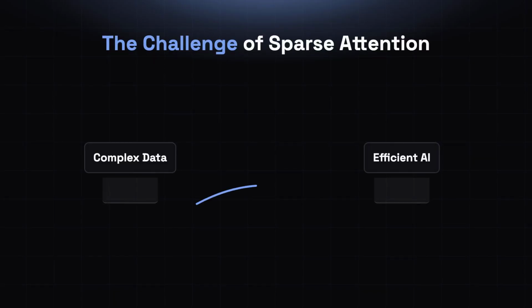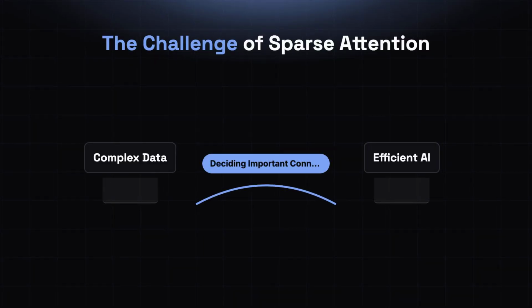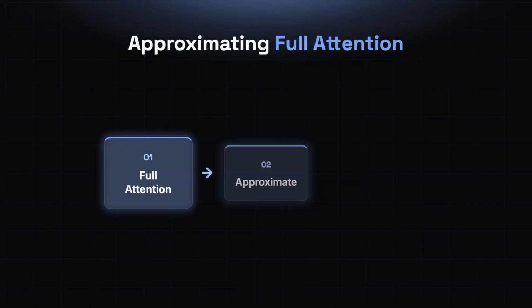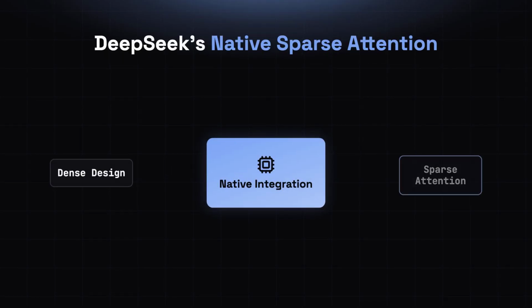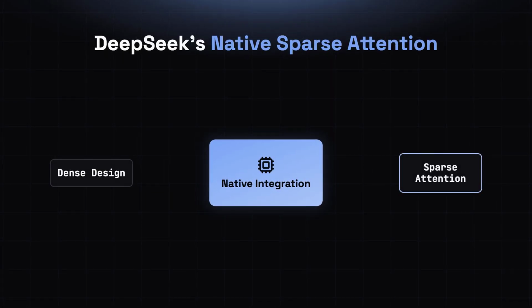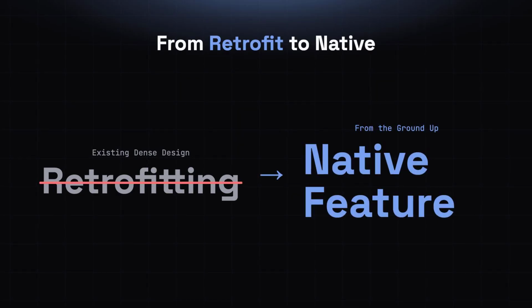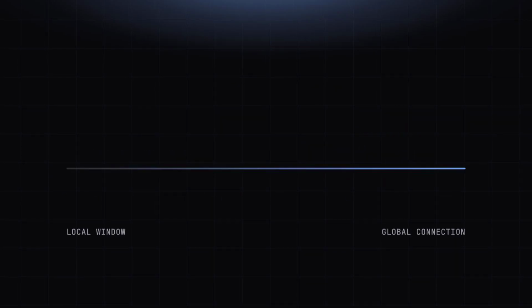The challenge, of course, is deciding which connections are truly important and which can be safely ignored without sacrificing the model's understanding and performance. Many research efforts have explored sparse attention, often by trying to approximate the full attention mechanism. But DeepSeek took a different approach, building native sparse attention right into the model's fundamental architecture. Instead of retrofitting sparsity onto an existing dense design, they made it a native feature from the ground up, integrating it deeply into the training process itself.